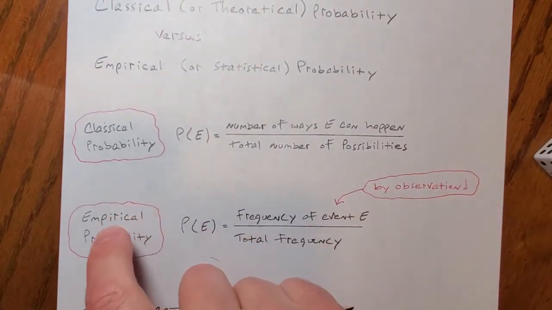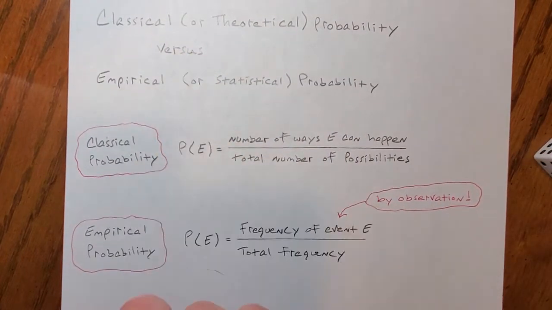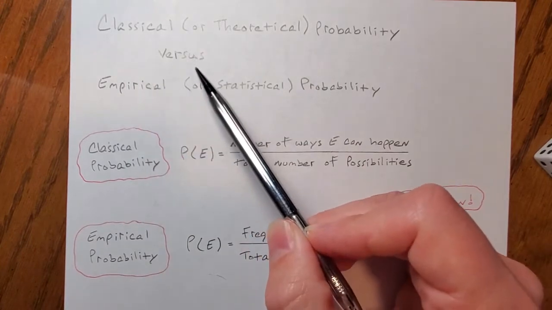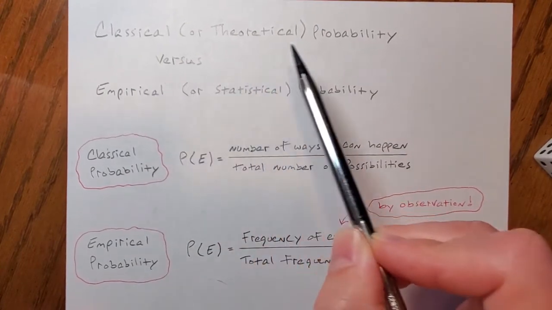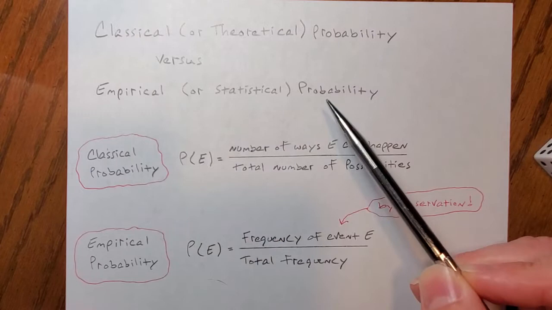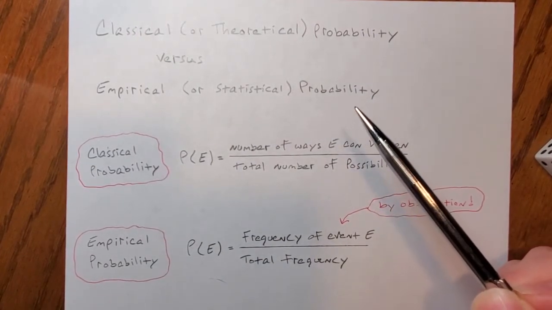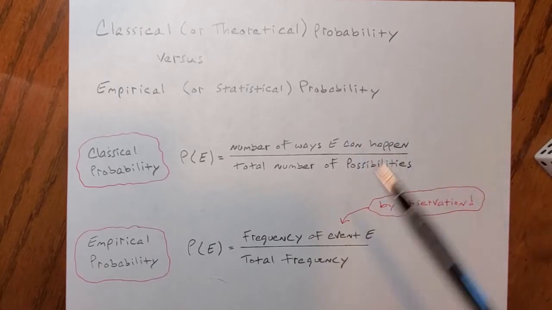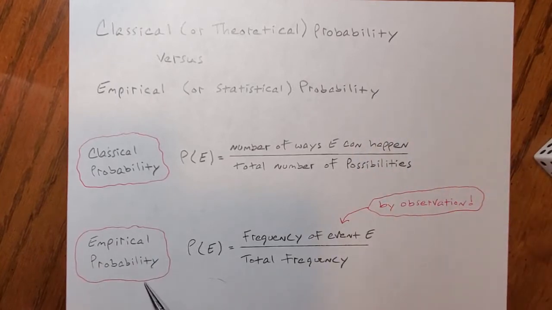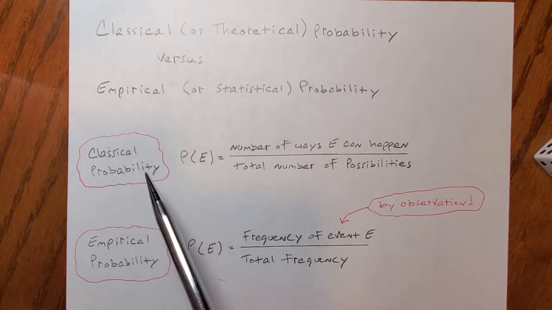Now, empirical probability is something different. I wanted this video to be about classical probability versus empirical probability, to see how they're different, and to see how they might be similar in some ways. But empirical probability is done by observations. Classical probability is not.